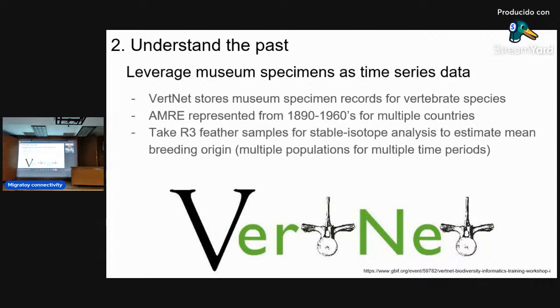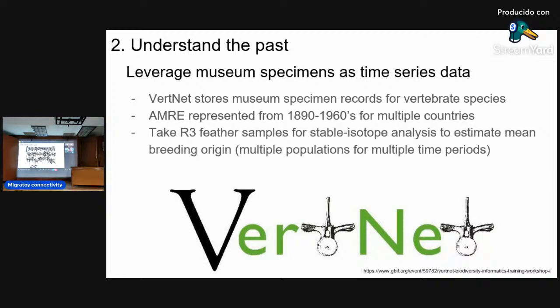And so luckily, since redstarts are widespread and relatively easy to find, they have good representation in museum collections across North America. And so what I did was I sampled tail feathers from a bunch of different museum specimens in these collections in Canada, the US, and Mexico. And I was able to perform stable isotope analysis on them to estimate their individual breeding origins throughout this last century of time.